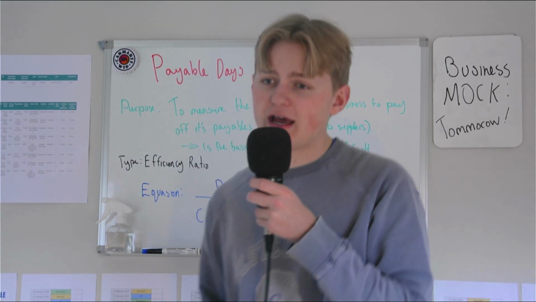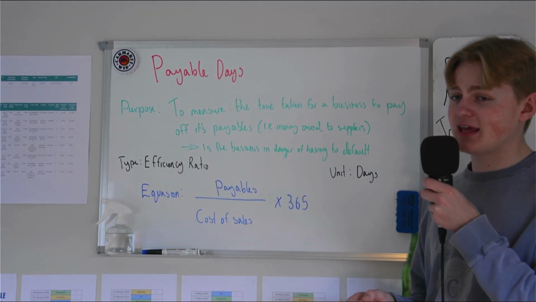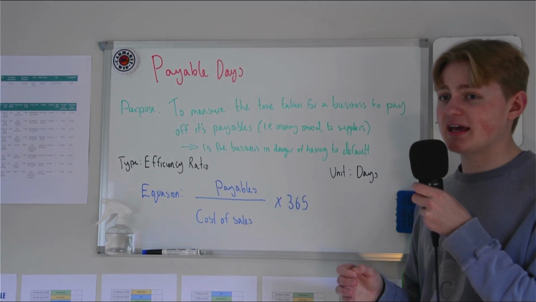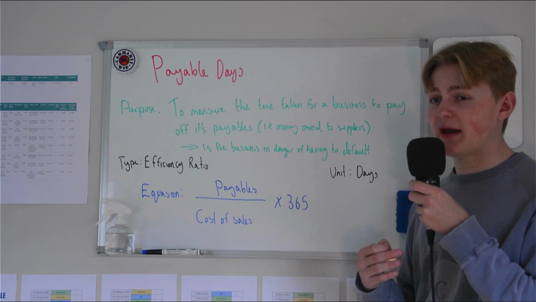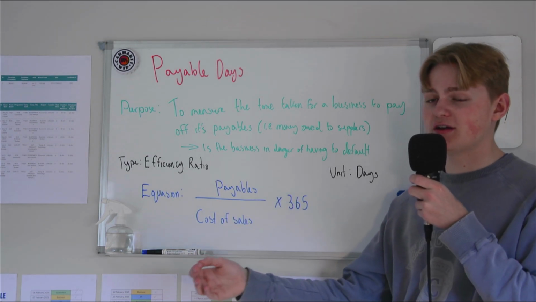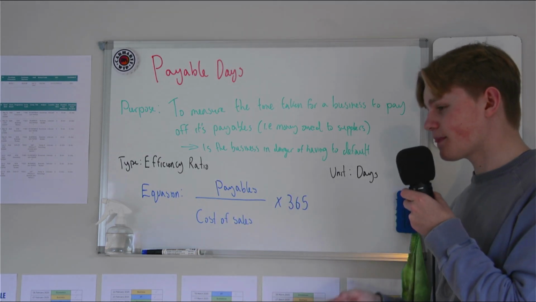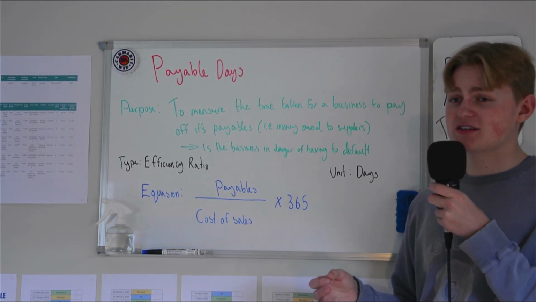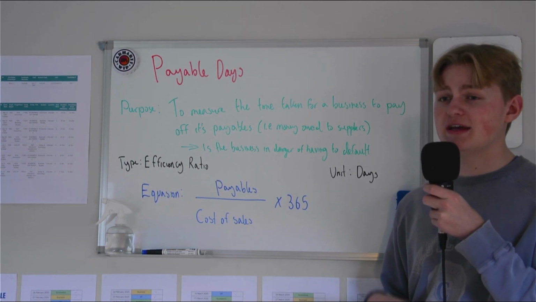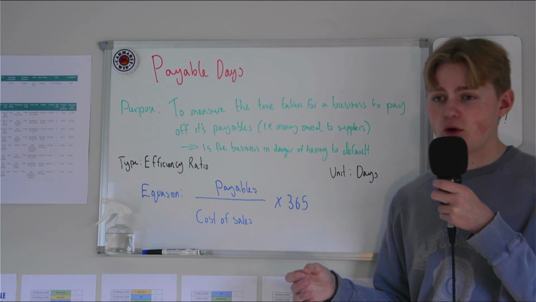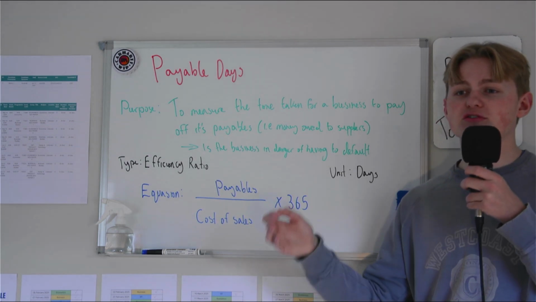Okay, the next one we're going to look at is payable days. Now, payable days is essentially telling us how many days it's going to take for us as a business to pay off the money that we owe to our suppliers, i.e. our payables. And with this information, we can decide whether a business is likely to have to default on one of its debts or one of its payables, one of the things that it owes to its suppliers.